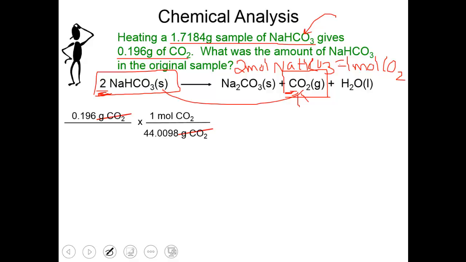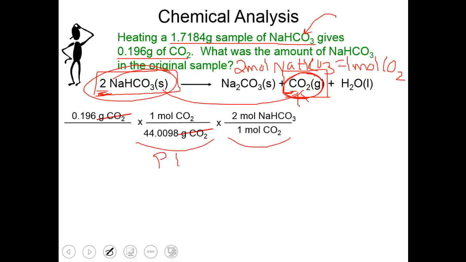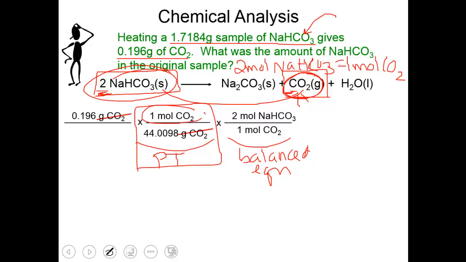Now we have moles. So in the balanced equation, for every 1 mole of CO2 that we make, we needed 2 moles of sodium hydrogen carbonate. So we're going to use the mole-to-mole conversion. This was from the periodic table. This was from the balanced equation. And remember, the molar mass is always by definition 1 mole of something. Okay? This does not come from the balanced equation.